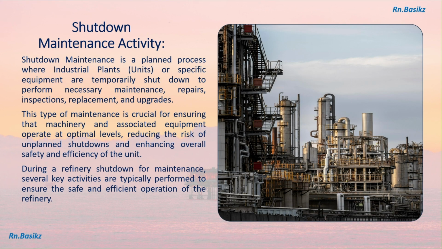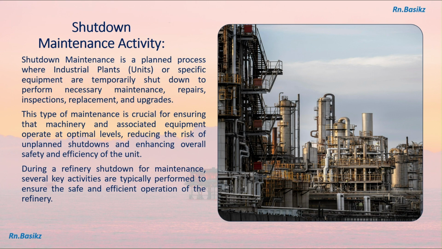What is shutdown maintenance activity? Shutdown maintenance is a planned process where industrial plants or units' specific equipments are temporarily shut down to perform necessary maintenance, repairs, inspections, replacement, and upgrades. This type of maintenance is crucial for ensuring that machinery and associated equipment operate at optimal levels, reducing the risk of unplanned shutdowns and enhancing overall safety and efficiency of the unit.